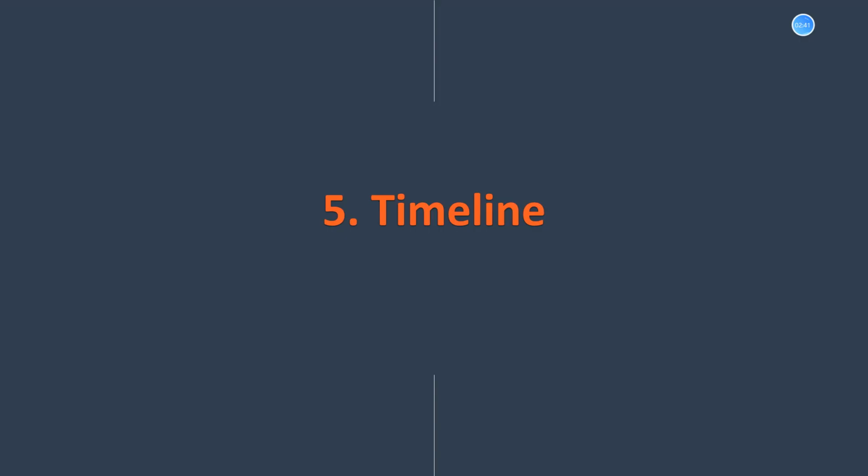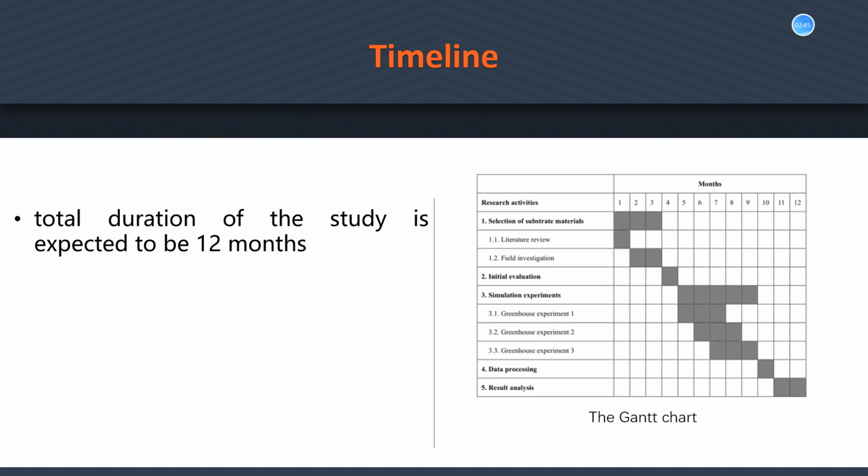The total duration of the study is expected to be 12 months, and the Gantt chart summarizes the main activities and the timeline from start to finish. You can find basic information on it. For example, as shown in the table, the initial literature review will take about 3 months, and 3 identical greenhouse experiments are planned to start in months 5, 6, and 7.